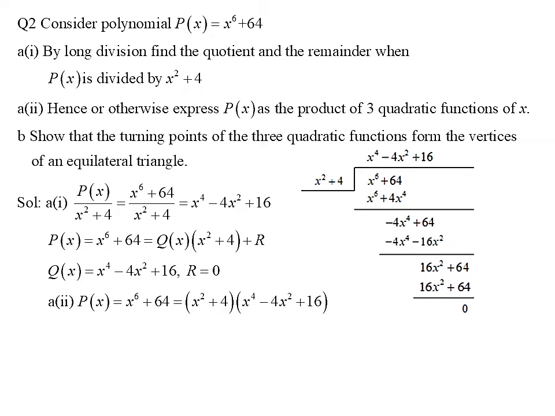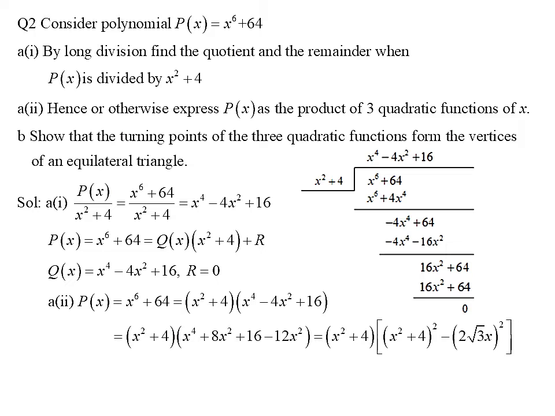Based on the result of the long division, p(x) is factorized as x squared plus 4, in parentheses, times x to the power 4 minus 4x squared plus 16, in parentheses. For the factor containing x to the power 4, I add and subtract a term of 12x squared to further factorize it, as displayed here. Finally, the product of the three quadratic factors is displayed here.